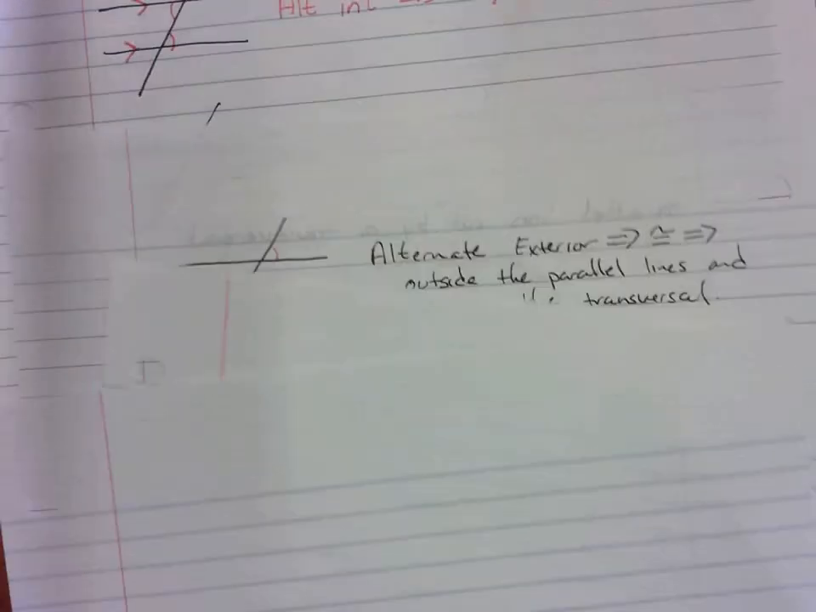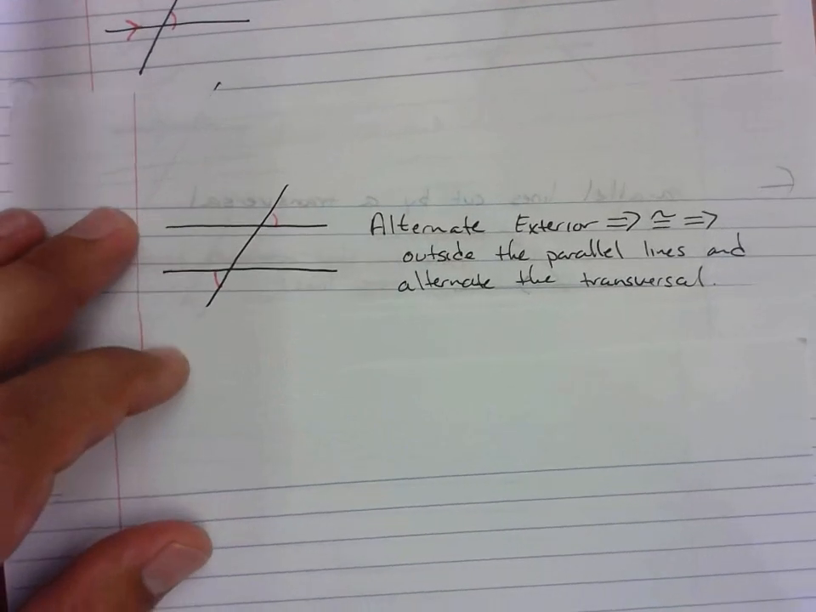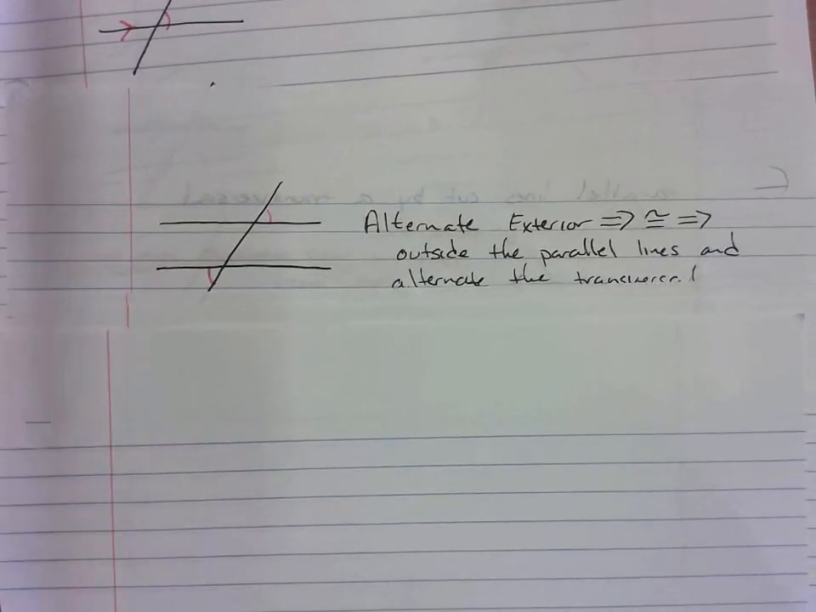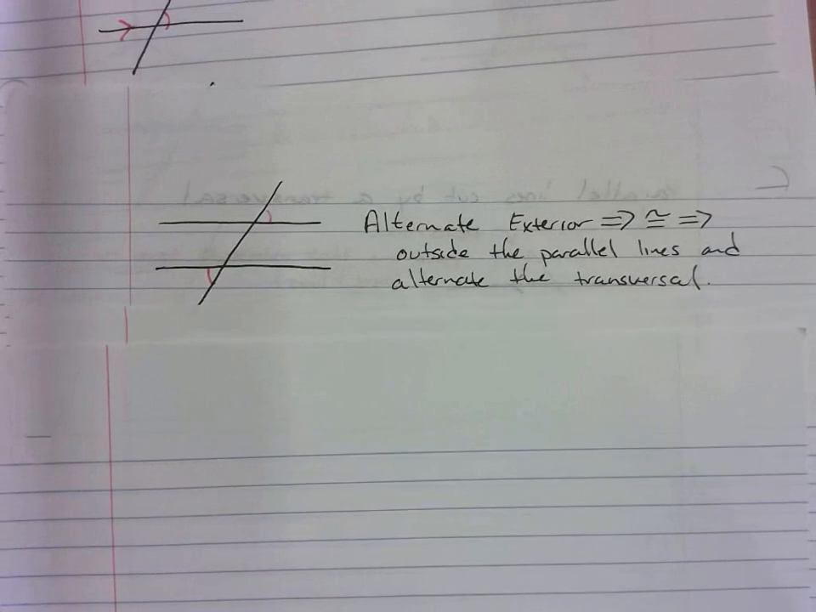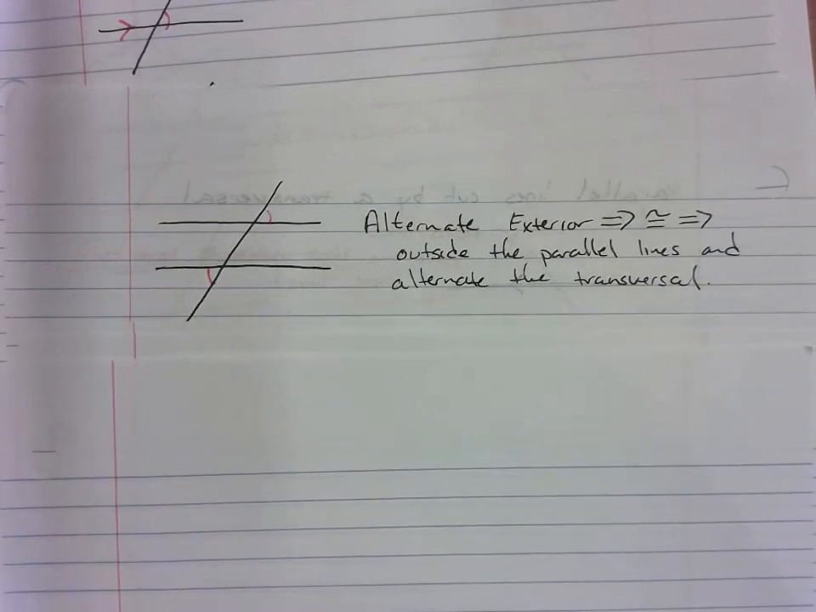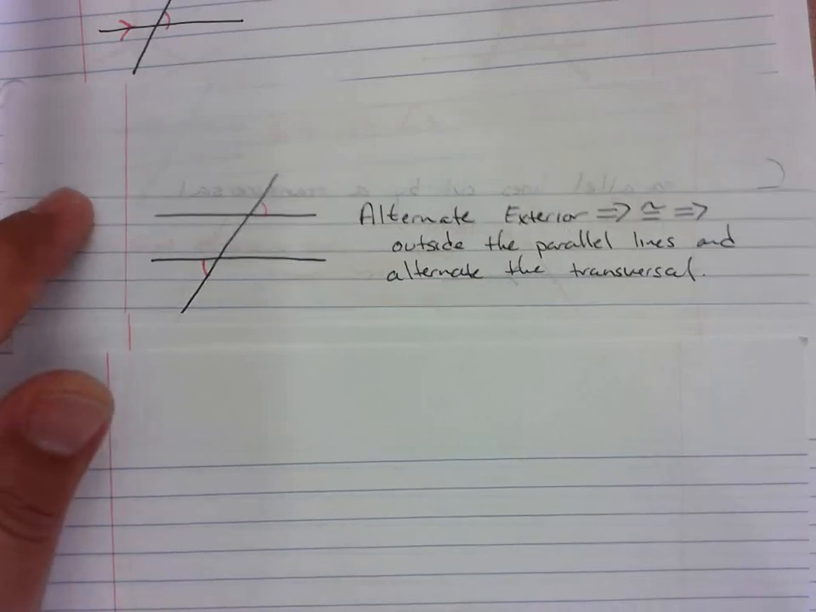Alternate exterior angles. Alternate exterior angles are outside the parallel lines, and they alternate sides of the transversal. Alternate exterior angles. You couldn't draw your lines on the line.